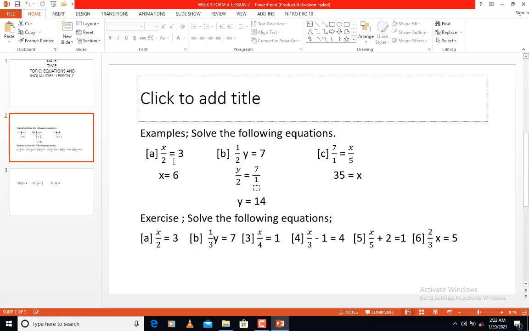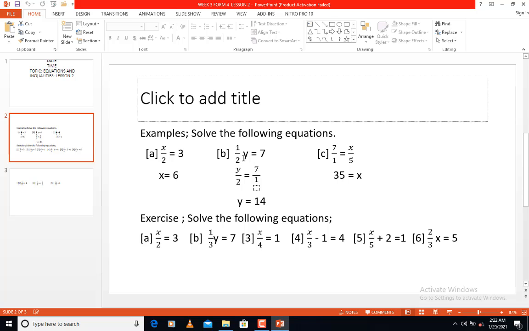In order to solve this type of equations, we have to remove the denominator. So how do we remove the denominator? By multiplying both sides by 2. Here we multiply by 2, then this one multiply by 2. So 2 and 2 here cancel. Then we remain with x is equal to 2 times 3, which gives us 6. Right.